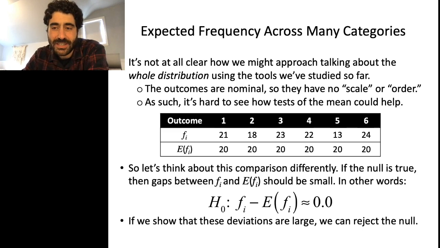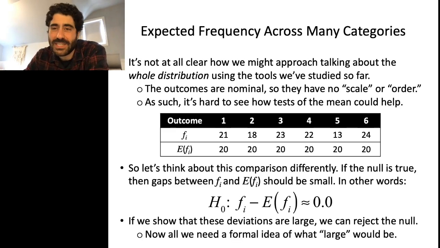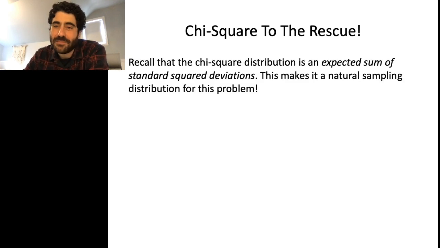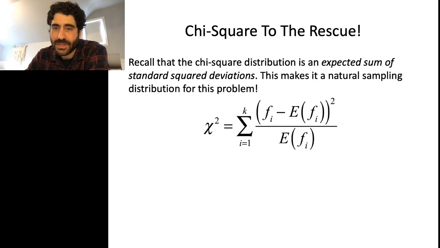These deviations from the expected values are basically the thing that we want to measure. And again, we need some way of formally defining what counts as a big deviation from the null. There are a few different kinds of statistics you could come up with here. The one that has the nicest properties and fits in with the chi-square distribution is to think about sums of squared deviations.